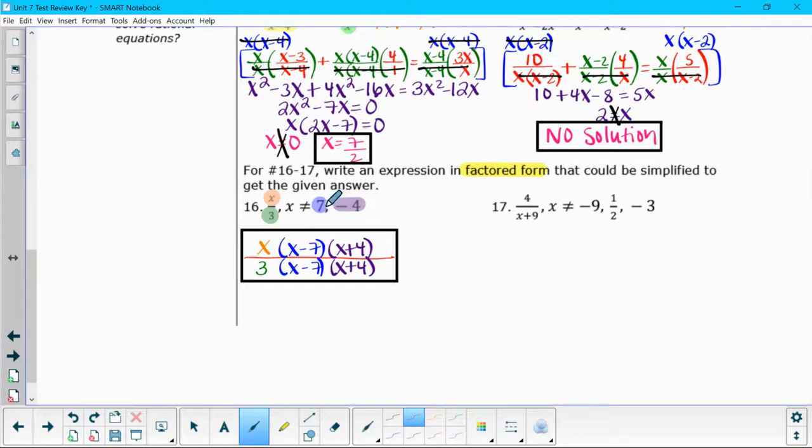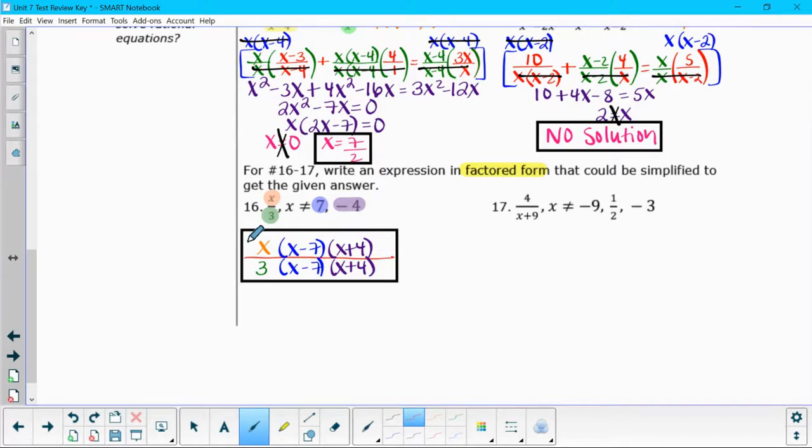Well, if I have x cannot equal 7 and it's not in my final answer, that means it got canceled out. That means it had to appear in both the numerator and the denominator. And in order to get a positive 7, my factor had to be x minus 7. So I put x minus 7 in the numerator, x minus 7 in the denominator. Same thing goes for x cannot equal negative 4. If it's not in my final answer, that means I had to cancel it out. So I have x plus 4 in the numerator, x plus 4 in the denominator, and that's all I need.